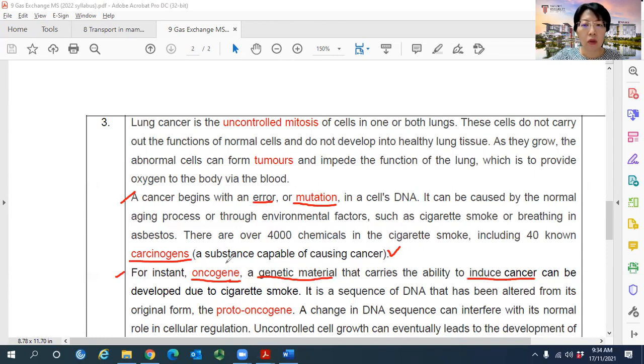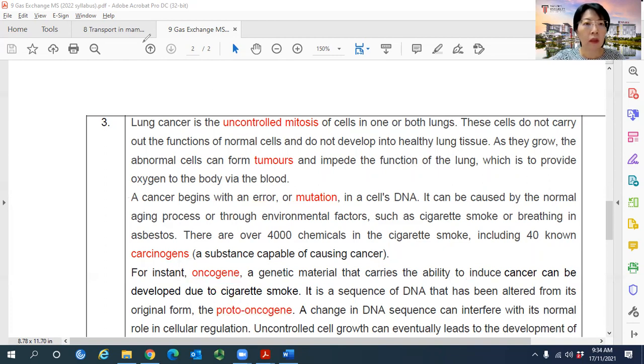Okay, so induced cancer can be developed due to cigarette smoke. It is a sequence of DNA that has been altered from its original form. So the original form of oncogene is called the proto-oncogene.